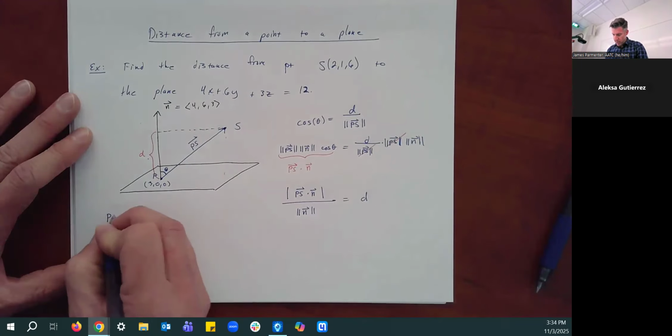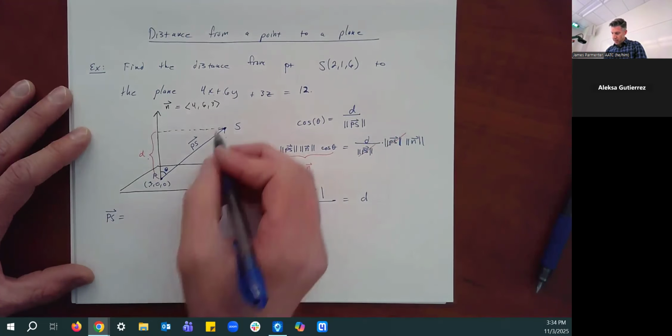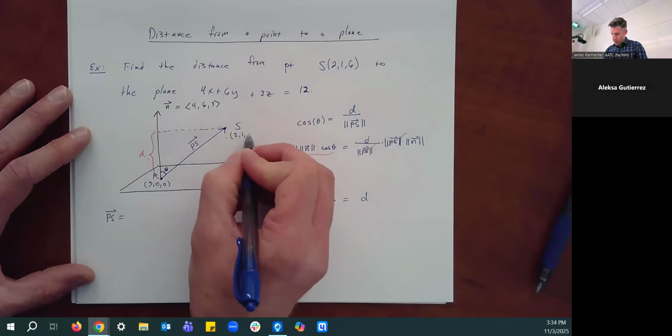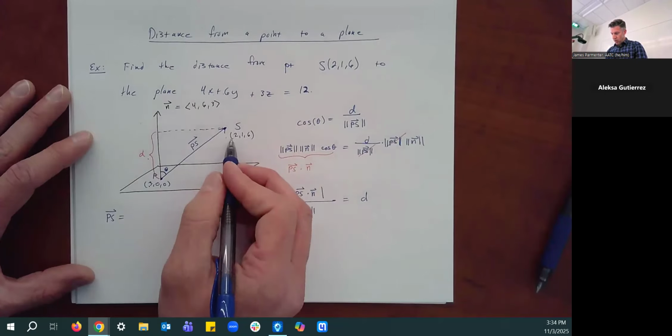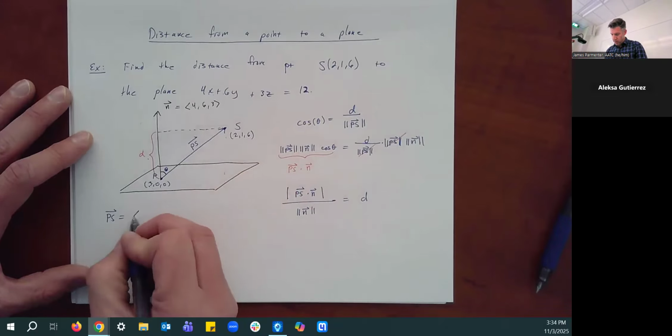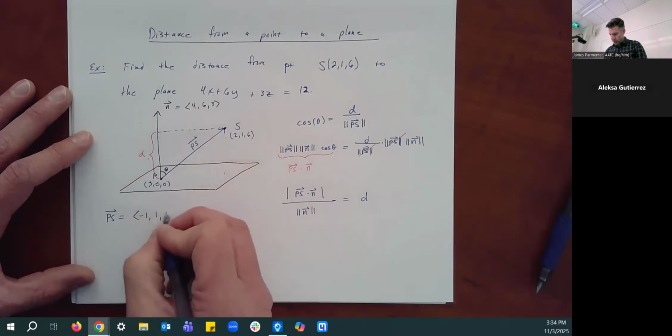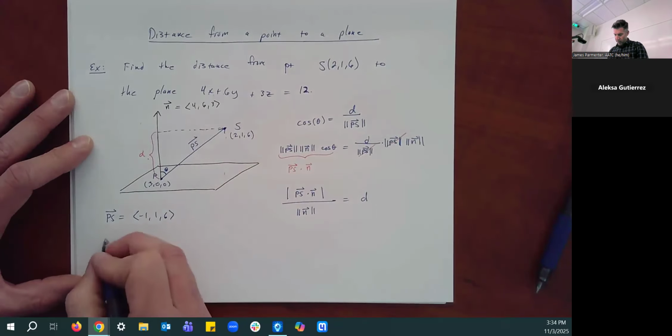So in this case, let's see. Our vector PS is the vector that starts at the point (3, 0, 0) and ends at the point (2, 1, 6). So its components are 2 minus 3, 1 minus 0, and 6 minus 0. And then our vector n, we've already written it down. It's the vector (4, 6, 3).